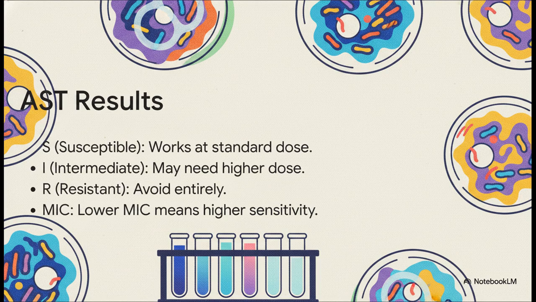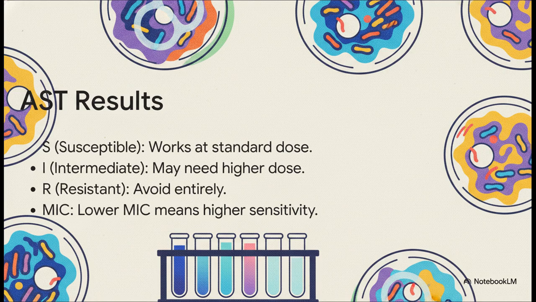Basically, they expose the bacteria to a bunch of different drugs and hand us back a report card. S stands for susceptible. That's our green light. It means the drug is likely going to work at a standard dose. Then we have I for intermediate. This means it might work, but we're going to have to pump up the dose. And R is resistant. That's a hard red light. Avoid that drug entirely. It won't work.